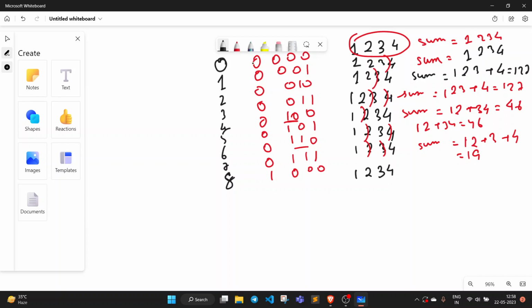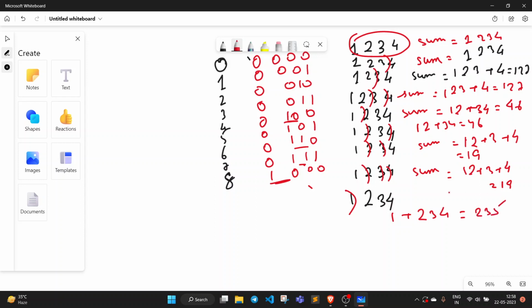1 2 3 4. So now there are three partitions, I mean these ones. The partition here, partition here, partition here, so the sum is 12 plus 3 plus 4, again that is 19. And in this case, one partition ends here only, so the sum is 1 plus 234, that is 235, isn't it? In this way we can check, for all the partitions, what the sum is, and if in any case the sum is equal to n.